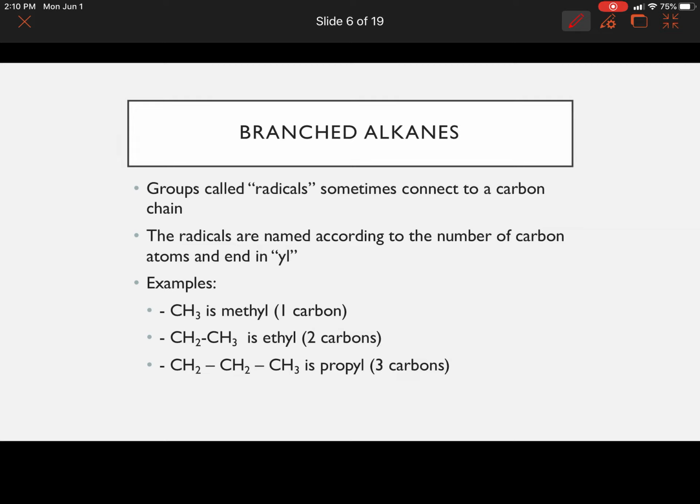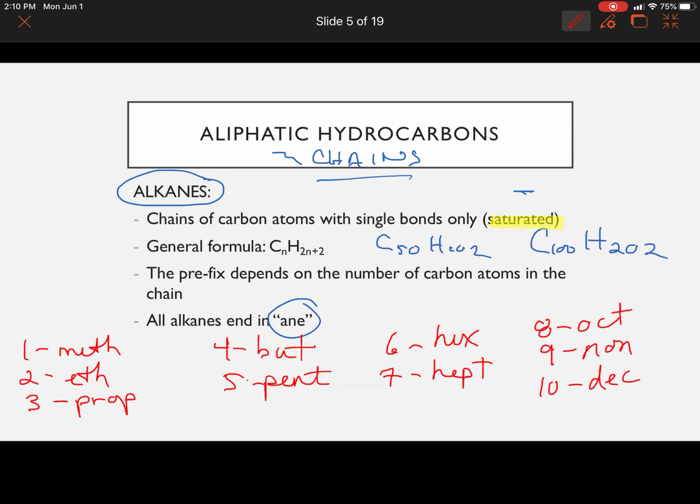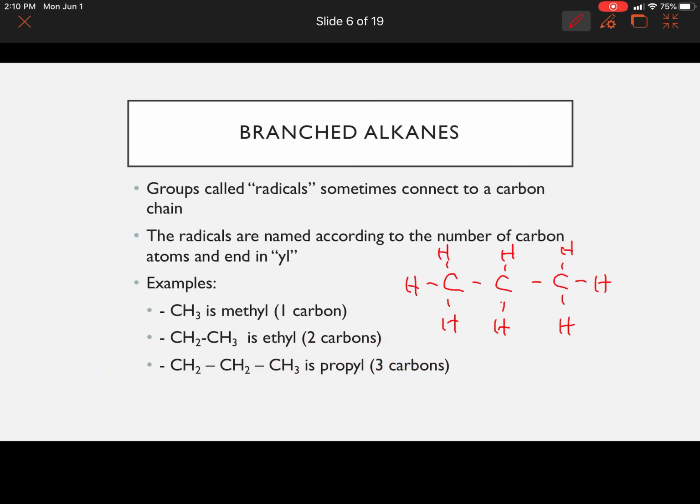Now, branched alkanes. So groups called radicals sometimes connect to a carbon chain. So as an example here, I'm just going to draw one out here. So we've got carbon. Let's draw this one out here. So if we look, all single bonds, so I know it's an alkane. And if I look here, I've got 3 carbons in a row, 1, 2, 3, and the prefix for 3 is prop. So it's going to be called propane.